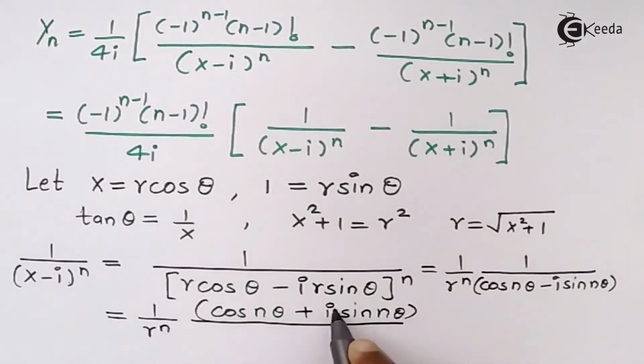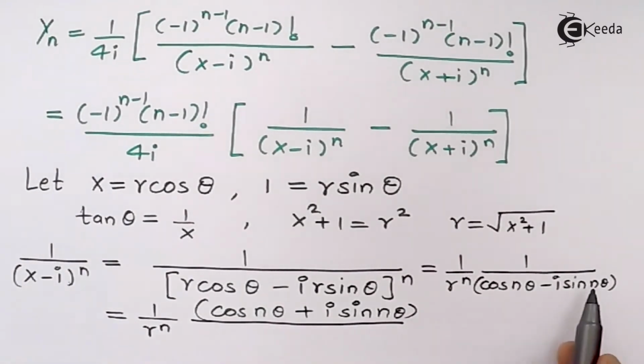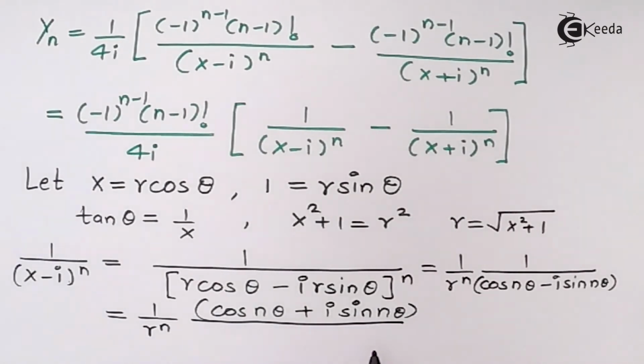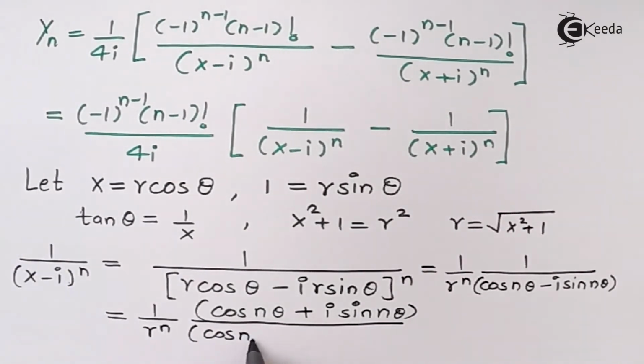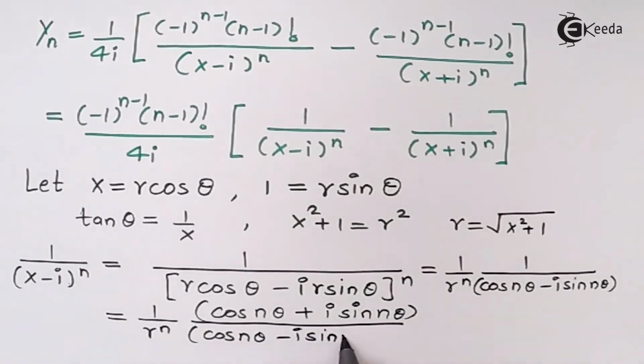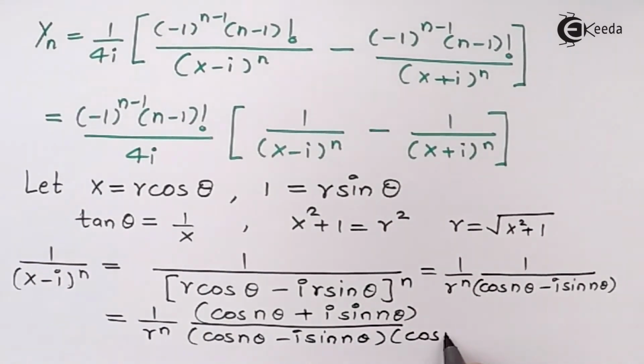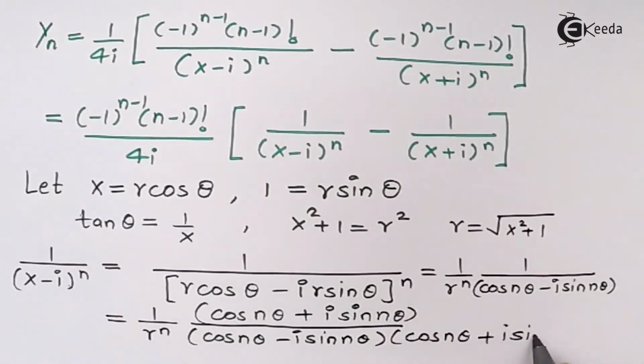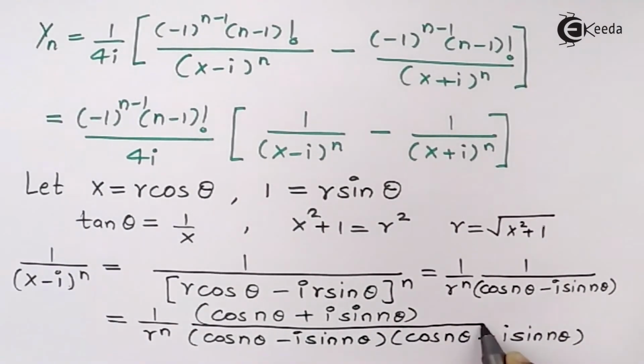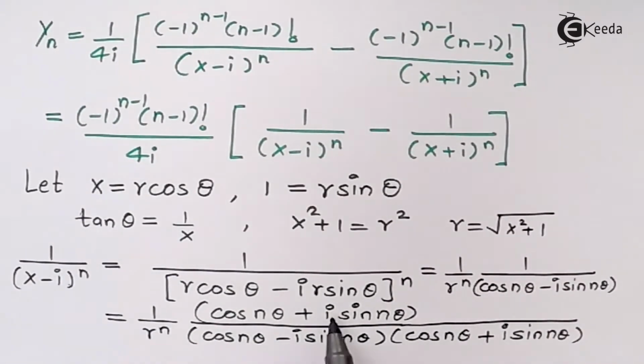So guys, you must be knowing that whenever we find the complex conjugate, we multiply it with the opposite sign. So we'll multiply numerator as well as denominator. So in the denominator we'll get (cos of n theta minus i sin n theta) into (cos of n theta plus i sin n theta). Now in the denominator, this is a minus b into a plus b, which is a square minus b square.